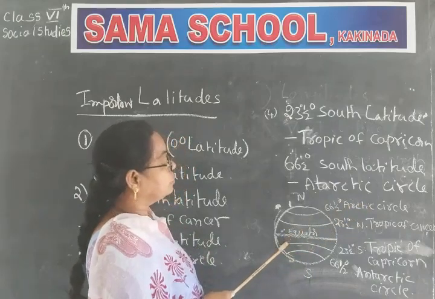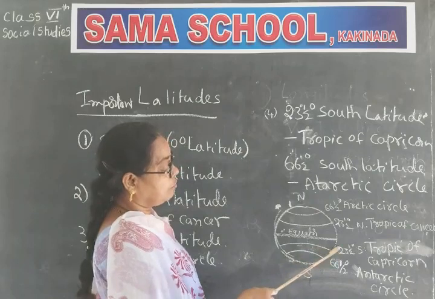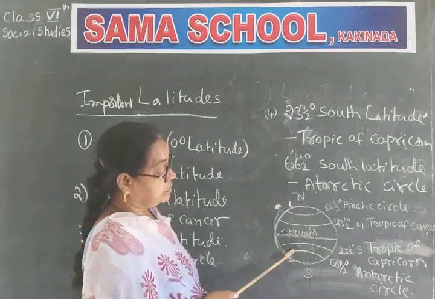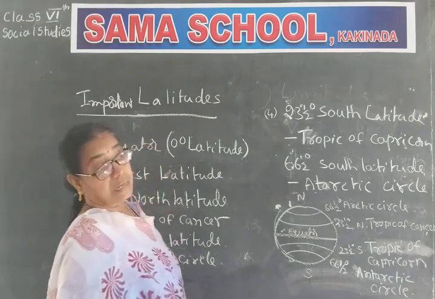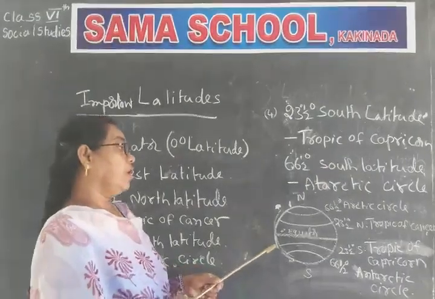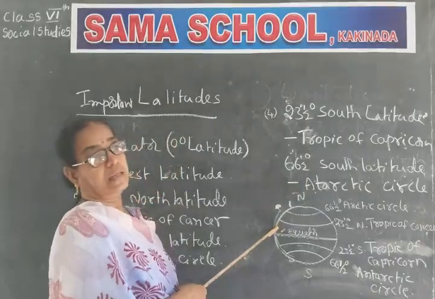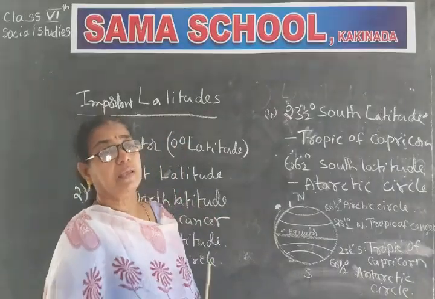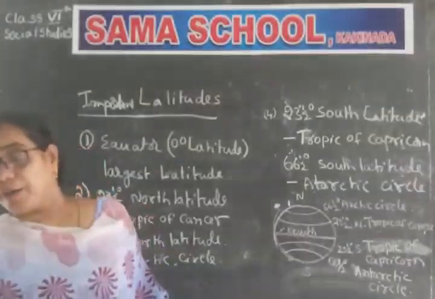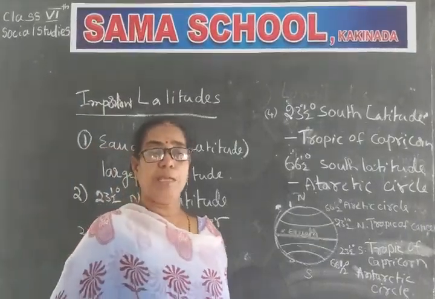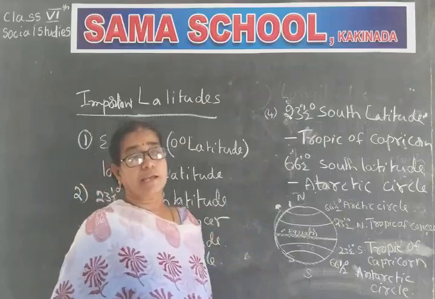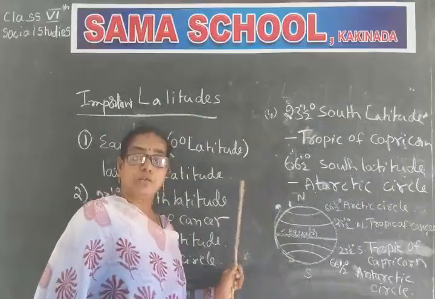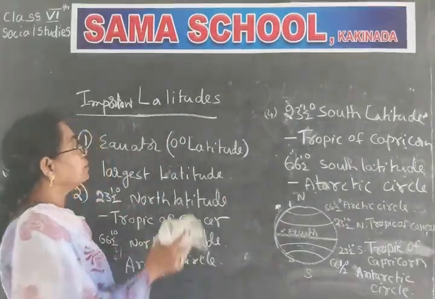Now you come down to the south side of the equator, 23 and a half degrees south latitude is called the Tropic of Capricorn. Still coming down, 66 and a half degrees south latitude is called the Antarctic Circle. Like that we can draw. With the help of a diagram we can write the answer, or separately also, depending upon the question asked in the question paper. If anyone asks what the important latitudes are, I have named them, so you can write these names, with the help of a diagram you draw, or even without drawing the diagram.